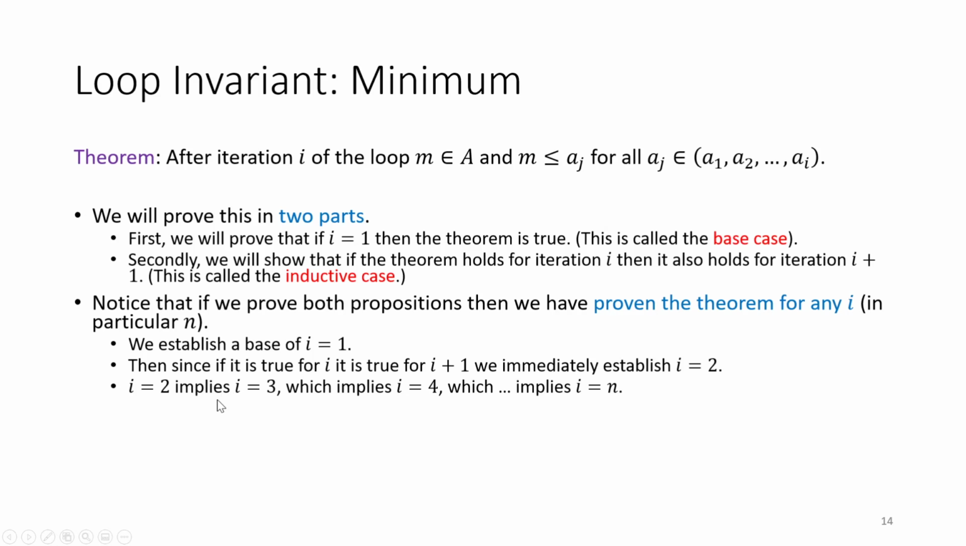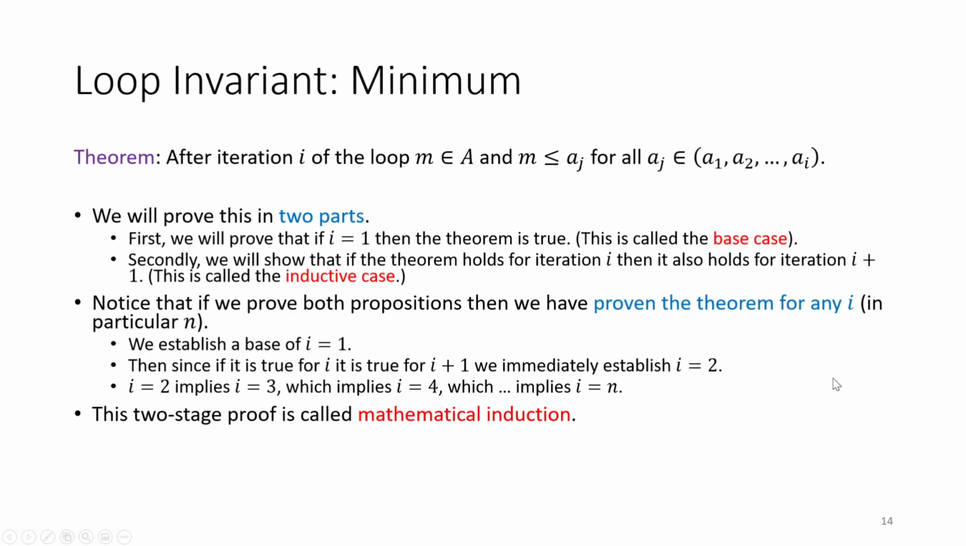Now, we're not doing it for infinite. As I mentioned, we're going to do I equals 1 to set it off. That's our base case. Then we prove the inductive case that says if it's true for I, it must be true for I plus 1. So that allows us to establish I equals 2, which gives us I equals 3, which gives us I equals 4, and so on. But we stop at I equals n. Some inductive proofs, we're trying to prove things for infinity cases, in which case we will never stop. It will always go. But in this case, we'll stop at n because that's when we need to.